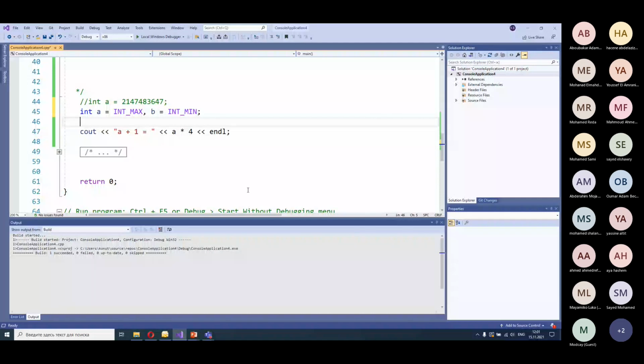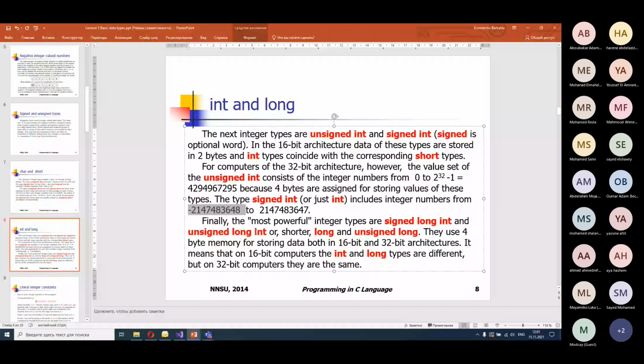So, finally, the most powerful integer type is long int. But unfortunately, even in modern computers and modern operating systems, long int and int are completely the same. Long int was used as a different type on rather old computers with 16-bit architecture. But today, long int and int are the same.